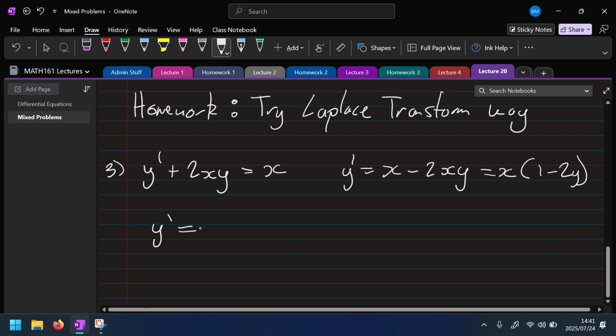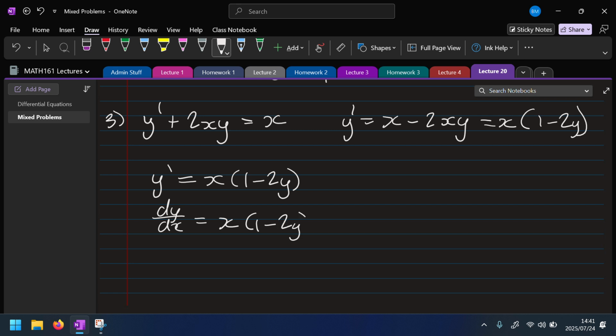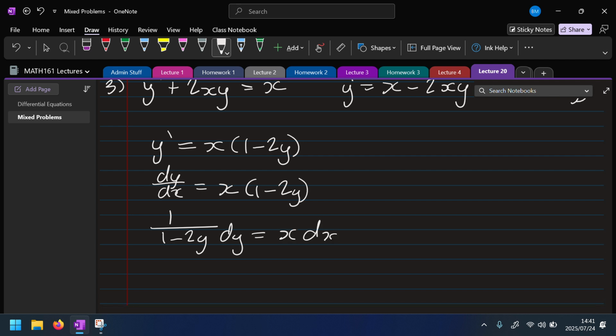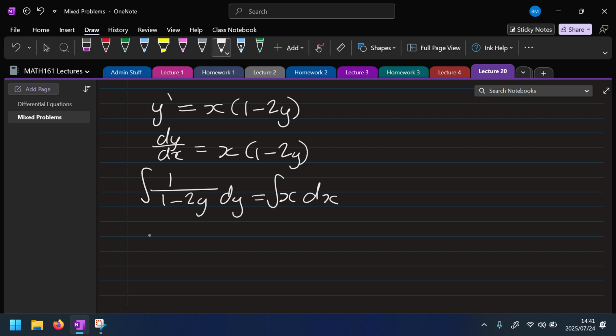So we've got y prime is x times (1 minus 2y). The y prime we're going to write as dy by dx. We take the y's to one side, x's to the other side. So we have 1 over (1 minus 2y) dy equals x dx. And integrate. Integral of the left, what do we get? Yeah, minus a half.